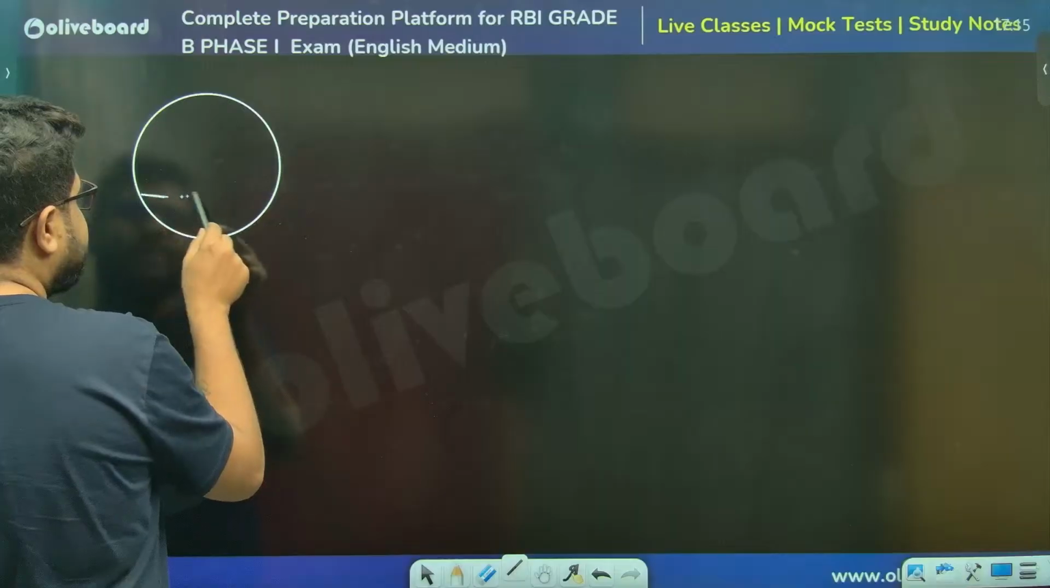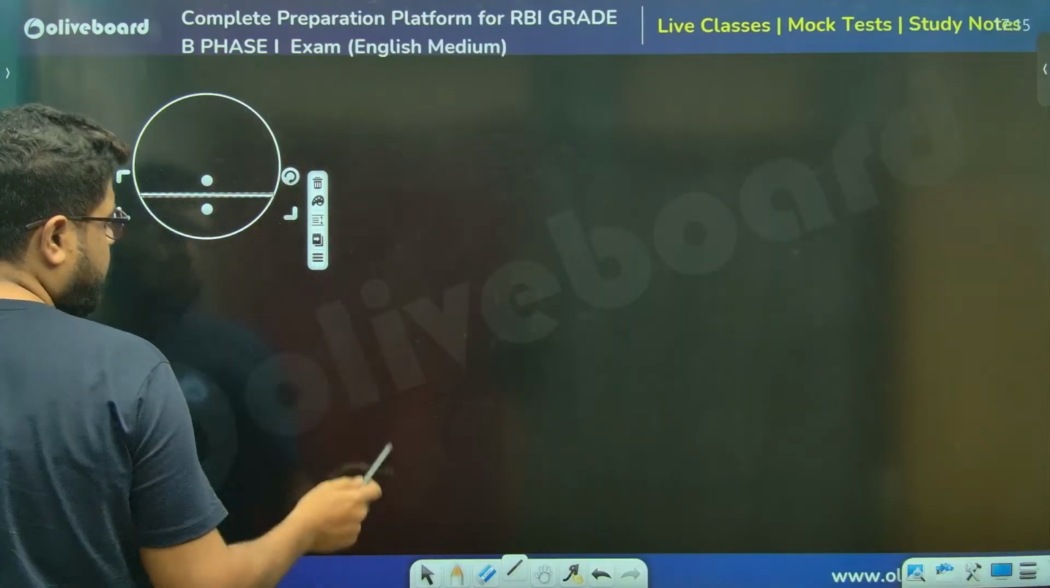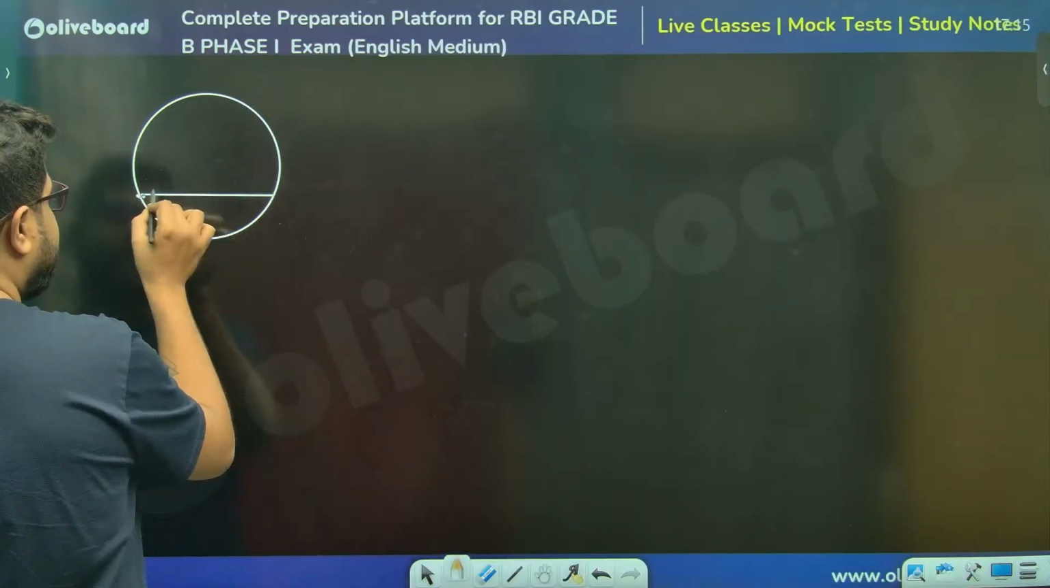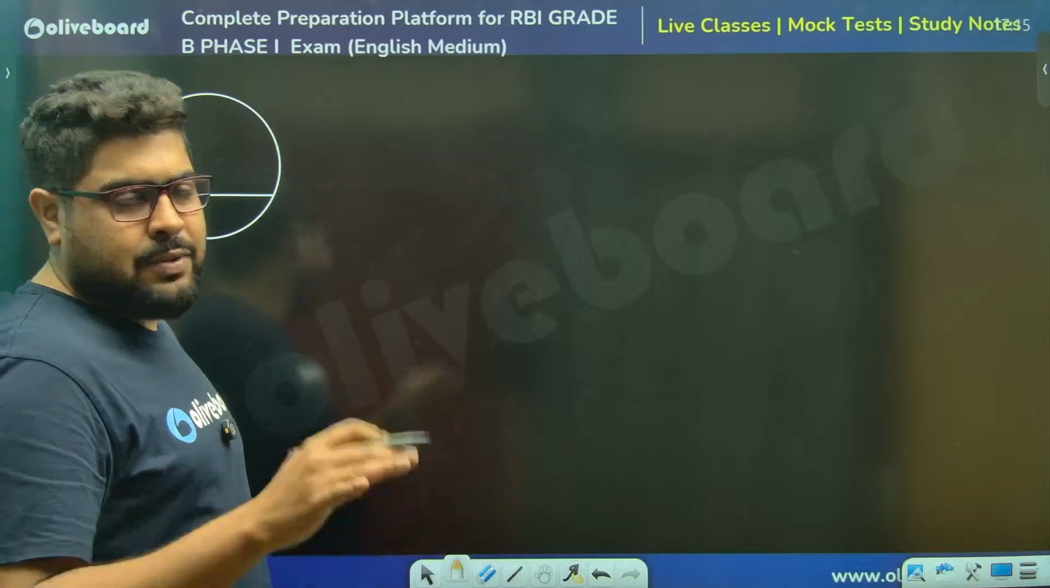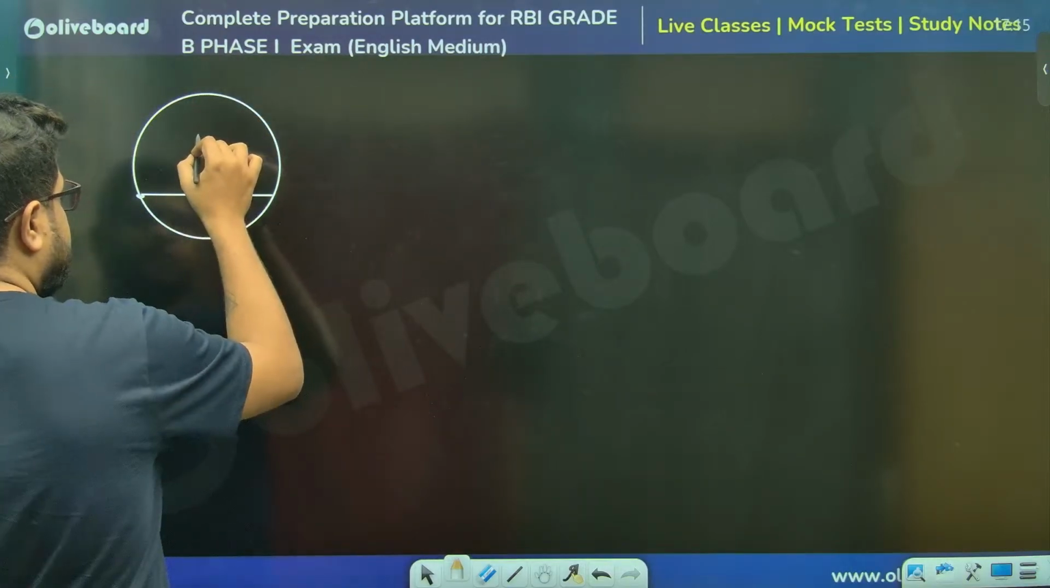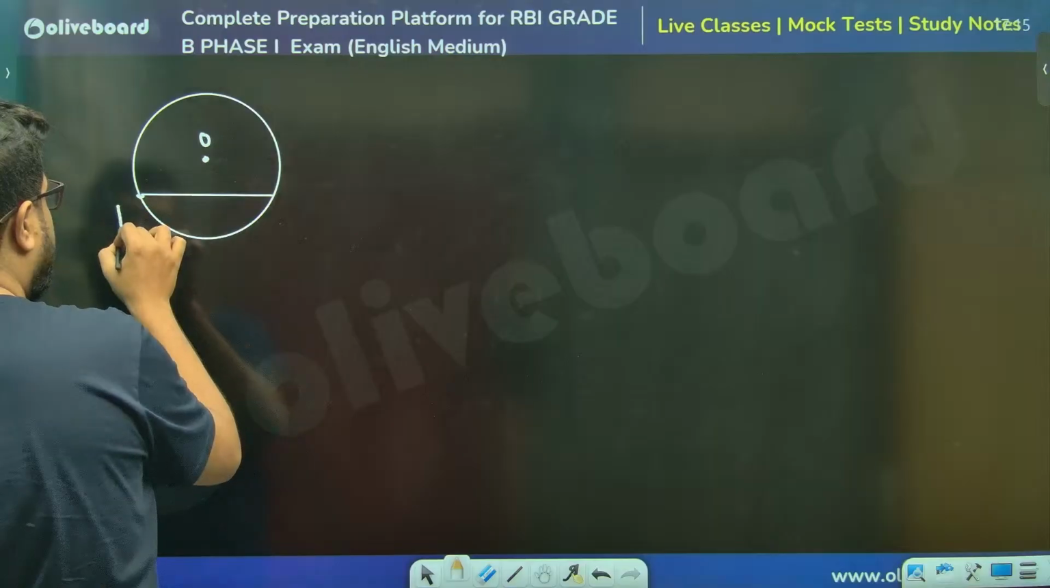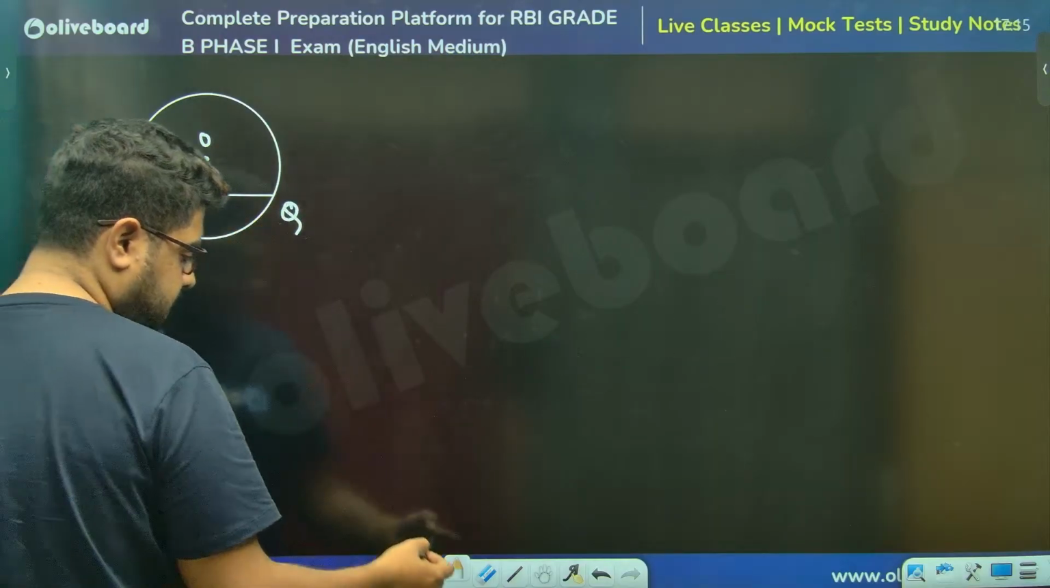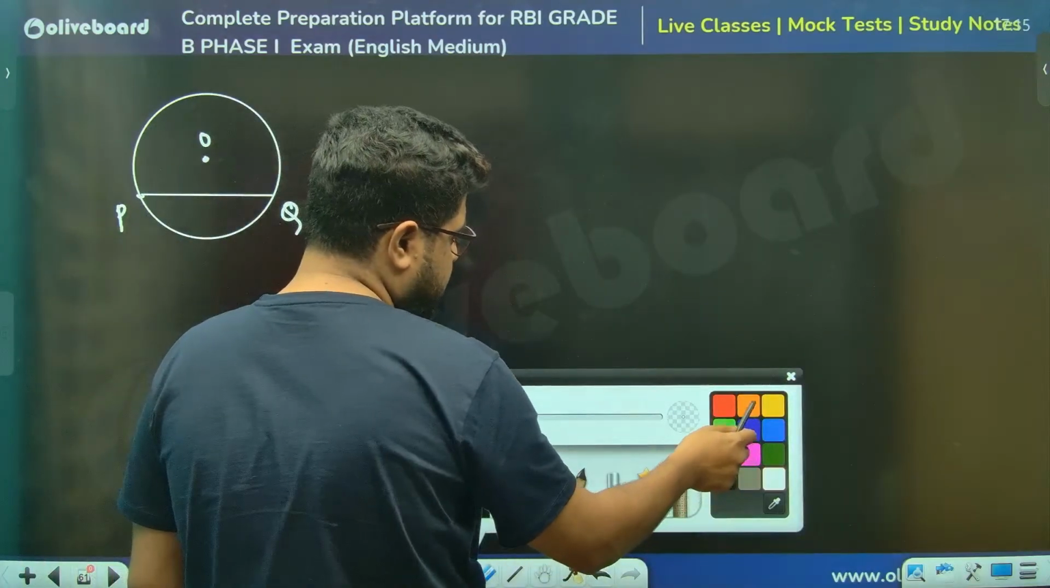Sir, a chord of a circle is this. Any two points on the circumference you join, that will give you a chord. Now there are two properties, actually three properties. Let's see them one by one. So this is O and the chord is PQ. Two conclusions you can draw from here.